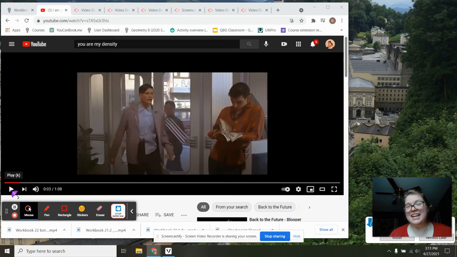Okay, this is the beginning of workbook 23 or lesson 23, and it has to do with density, and I cannot teach density without showing this little clip.